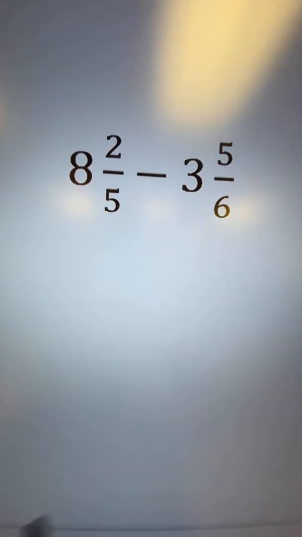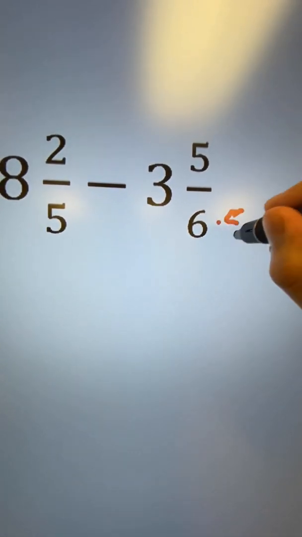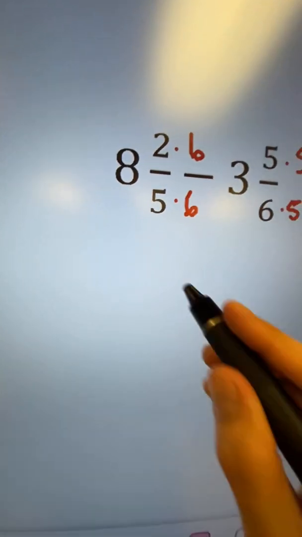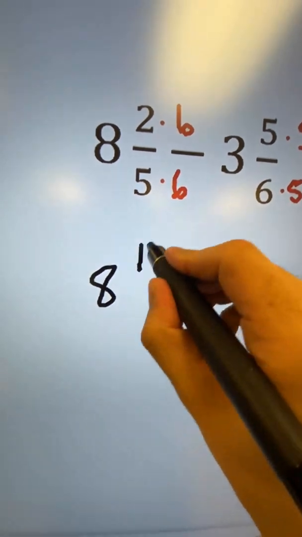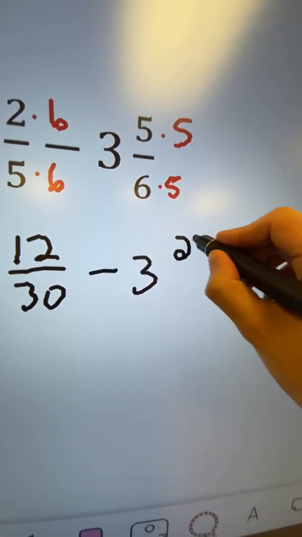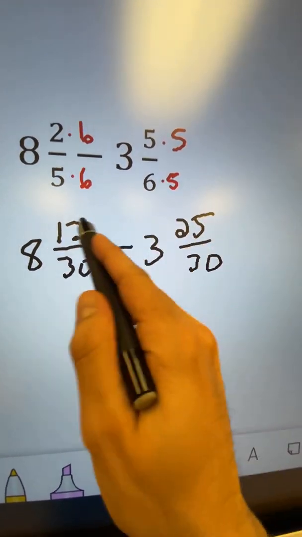And then here was the second method. So we found earlier the least common multiple was 30. So I have to multiply both of these by 5 and both of these by 6. So I'm just going to show you another way to do this. So 8 and 12 30ths minus 3 and 25 30ths. So if we subtract it, we already know that it's going to be a negative.